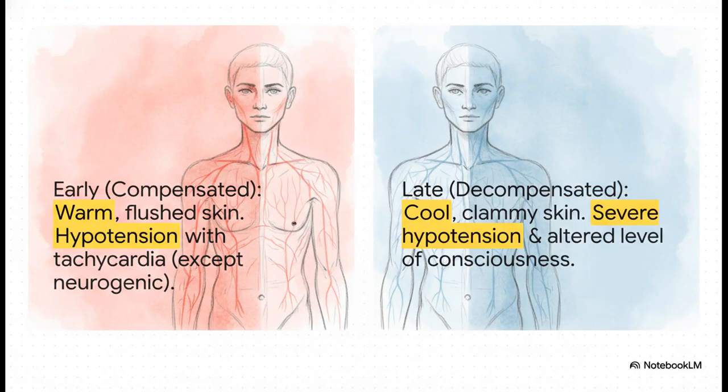You really have 2 different pictures depending on when you catch it. In the early or compensated stage, you'll see that classic presentation: warm, flushed skin, low blood pressure, and a fast heart rate. Unless, of course, it's neurogenic. But if things don't get better, the body gives up. In that late, decompensated phase, the patient becomes cool, pale, and clammy as the body desperately tries to shunt blood away from the skin to the vital organs.